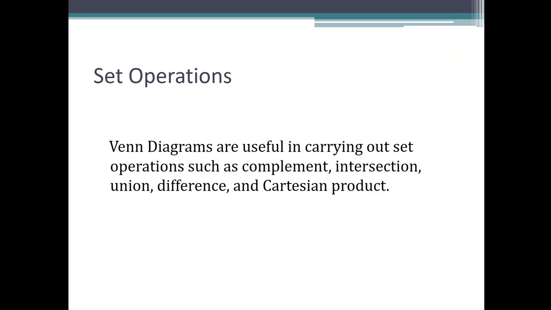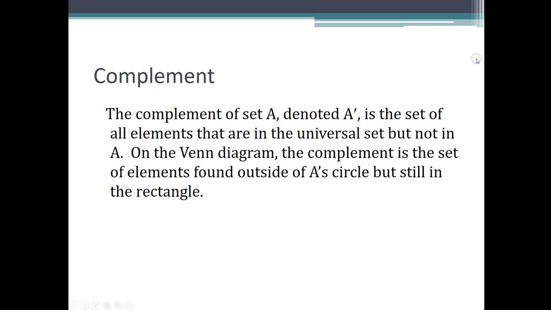Now we can use our Venn diagrams to carry out various set operations. Set operations include things called complement, intersection, union, difference, and Cartesian product or cross product. Now let's start with complement. The complement of a set, A, denoted A with that little mark, so I'll just read A complement, is the set of all elements that are in the universal set but not in A.